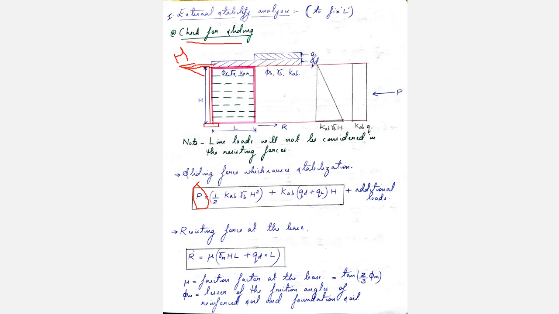additional surcharge loads. Okay, so that will be half into KAB into gamma B into H into H. Okay, that is the area of the triangle, plus KAB into Q into H, which will give you the area of the rectangle. Okay, so here KAB is the coefficient of active earth pressure of the backfill soil, and gamma B is the unit weight of backfill soil. Okay, so this gives you the total sliding force which causes destabilization.